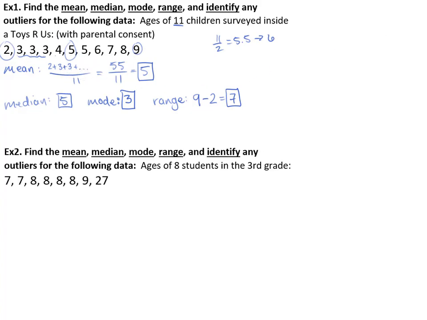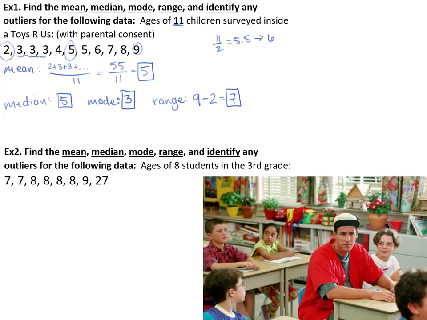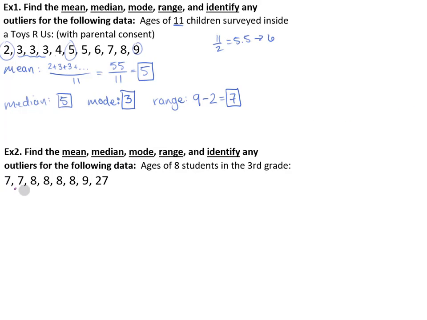Okay, let's take a look at our next set. Second one, find the mean, median, mode, and range, and identify outliers for this one. Ages of 8 students in the 3rd grade: 7, 7, 8, 8, 8, 8, 9, 27. Okay, so we've got something that's probably an outlier here, right? Like right away, thinking we've got an outlier.